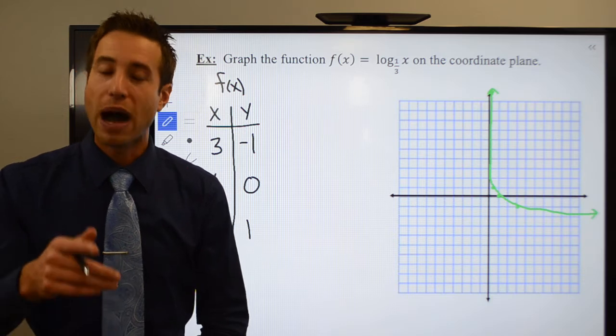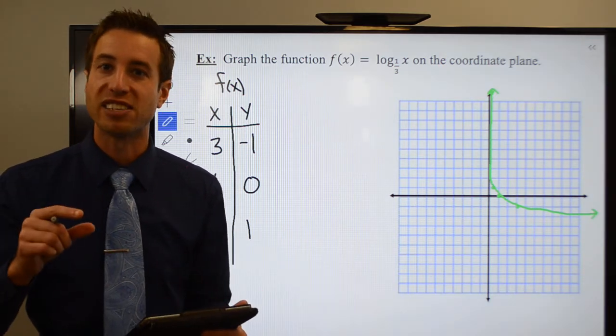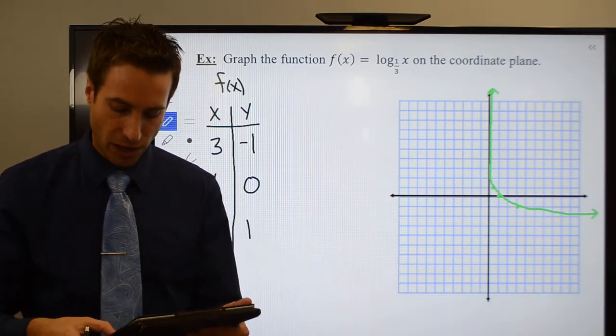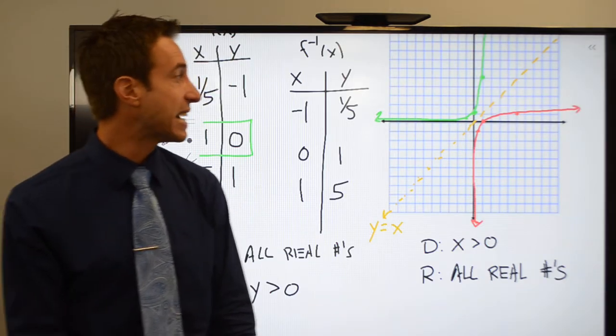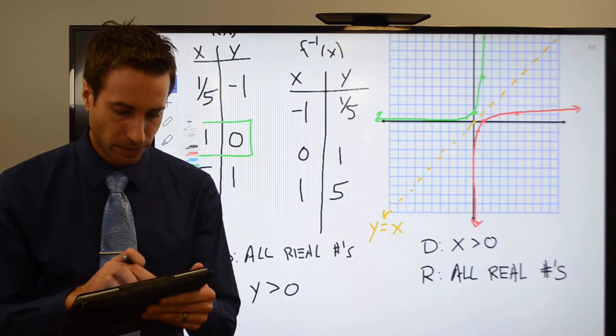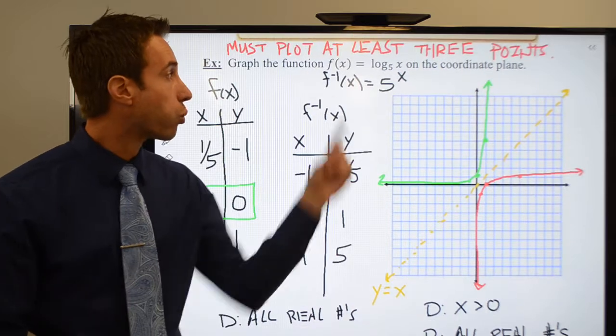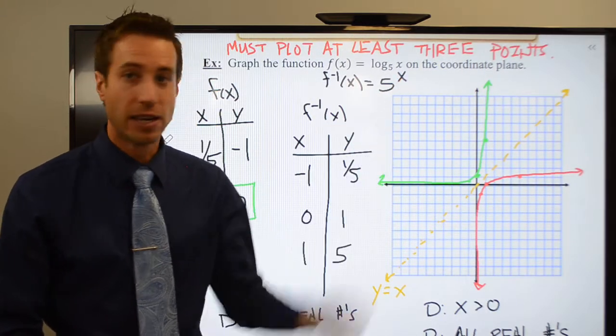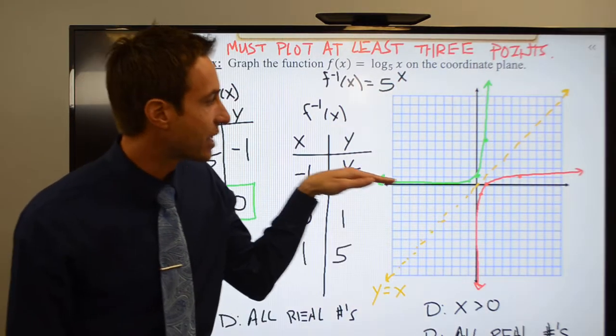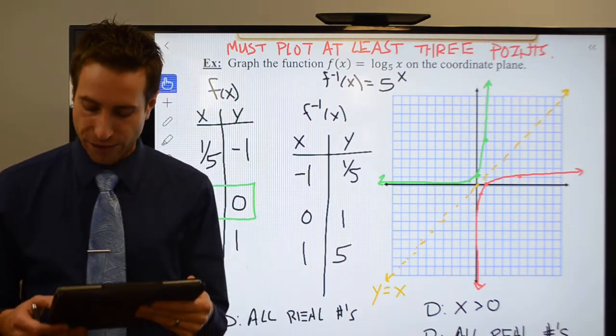Why? Well, it makes perfect sense if you consider the inverse function, right? Remember, on this one, the inverse function was y equals 5 to the x power, in which case the exponential increases from left to right.